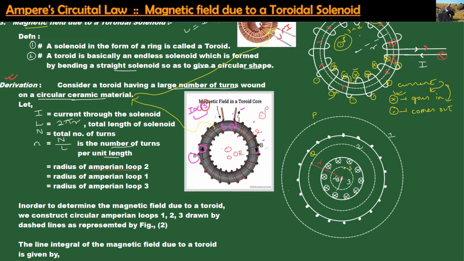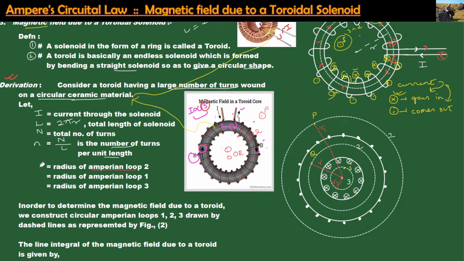Then this radius, with respect to the third loop, let that be R3. And with respect to the first loop across point P, let this radius be R1. So we have different radii: R1, R, and R3.